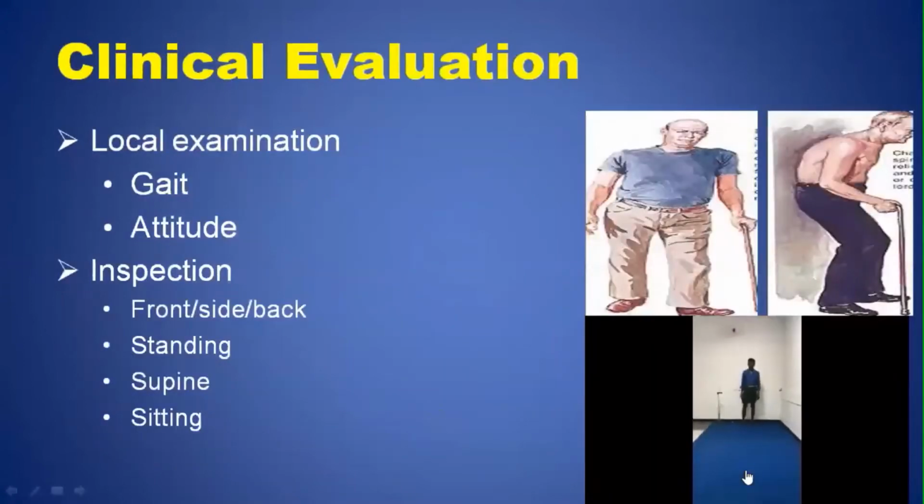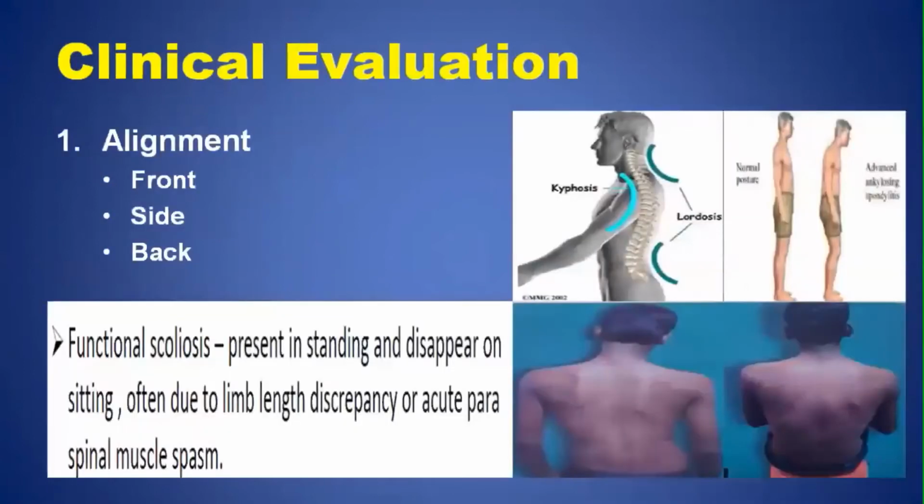Also try to note the gait and attitude of the patient, how the patient stands and walks into the OPD, whether it is an unassisted or assisted walk with one stick, two sticks, or a walker. This is a video demonstration of a patient with cervical myelopathy who walks with a myelopathic gait. Also try to inspect the patient from front, side, and back in standing, supine, and sitting positions. Also try to note the alignment of the patient and the normal curvature of the spine.